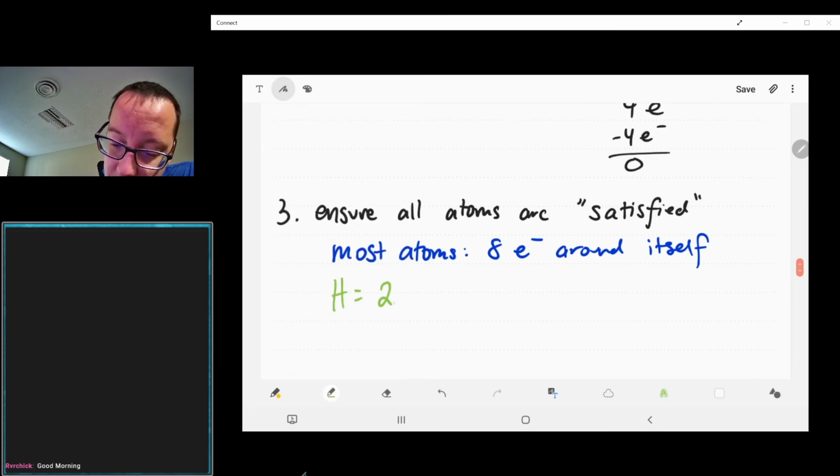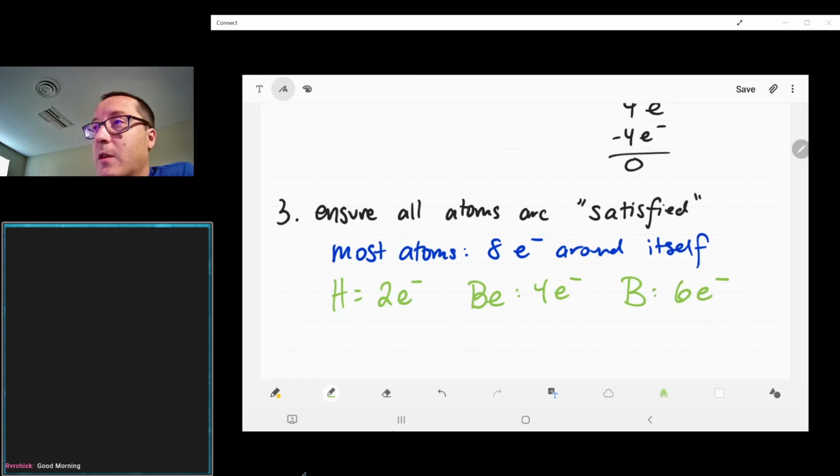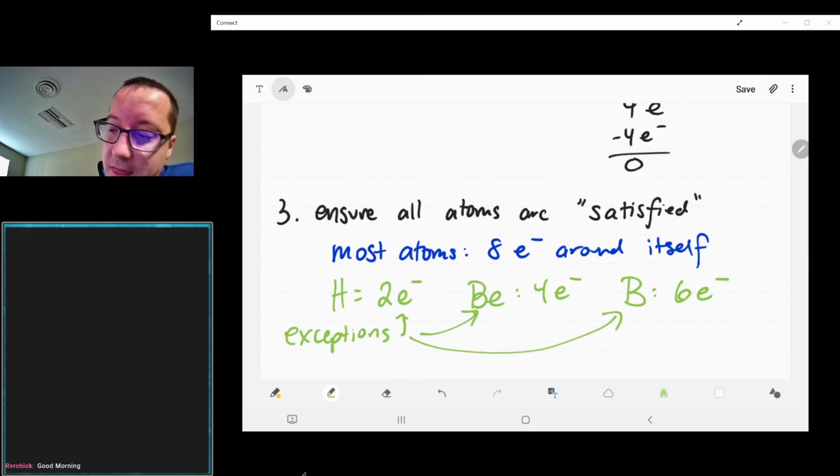For hydrogen, it wants 2 electrons. For beryllium, it wants 4 electrons. And for boron, that one wants 6 electrons. After that, everything else wants 8. So we don't have to worry about anything else. These are the only exceptions. And you'll notice these are kind of the first couple of atoms anyway. Beryllium is element number 4, boron is element number 5. Those are the only exceptions. So these elements are happy with that number of electrons. Most atoms, though, want 8.